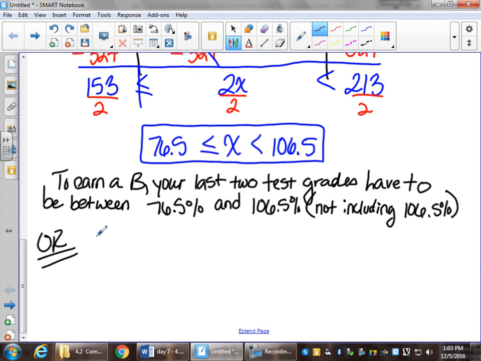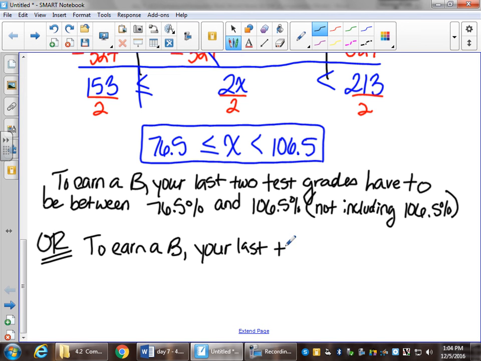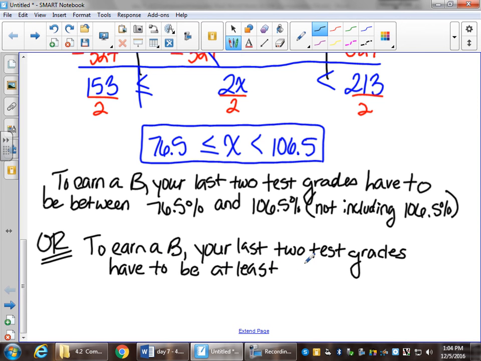Or you could just say, to earn a B, your last 2 test grades, and the reason why in this particular case you could just write that is because 76.5 to 106.5, in terms of a test, is 0 to 100%.